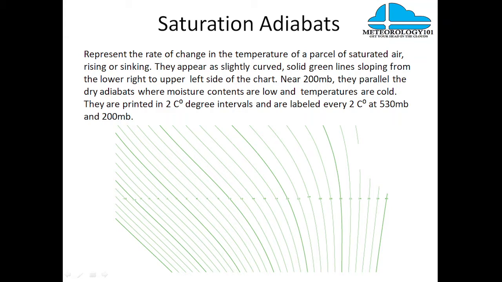A solid green line sloping up from the lower right to the upper left of the chart, and near 200 millibars they parallel the dry adiabats. So they pretty much run right with the dry adiabats once you get way into those upper levels, about 200 millibars. I mean, you're talking about 38,000 feet, or a little bit higher than that. So really, you're not going to get many clouds, much saturation up there anyway. So that's why they pretty much parallel the dry adiabats at that point. They're printed in 2 Celsius degree intervals, and are labeled 2 Celsius degrees at 530 and 200 millibars.